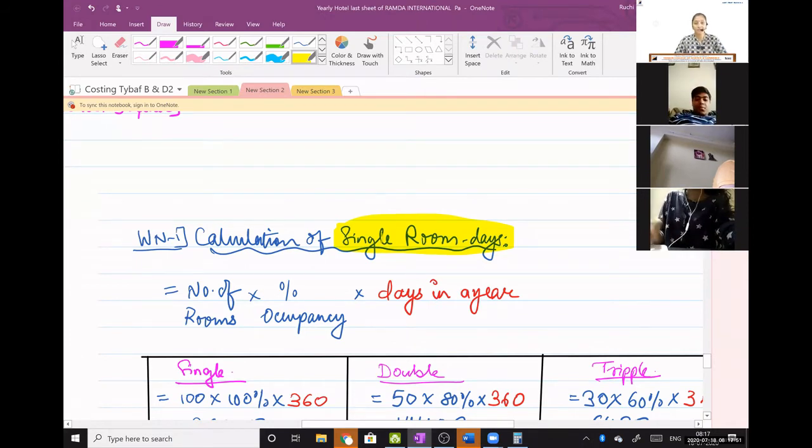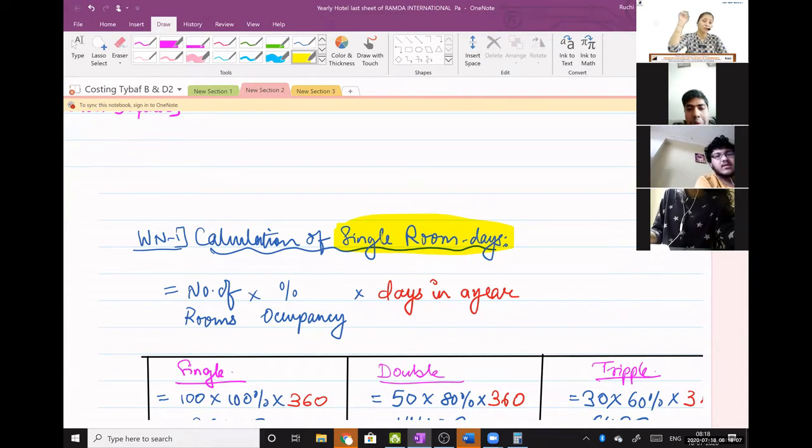Right? Once we get the answer of single room days, 2.5 times is double room and 5 times is, right, double of the double room. It is twice of the double. Triple room rents are twice of the double room rent.